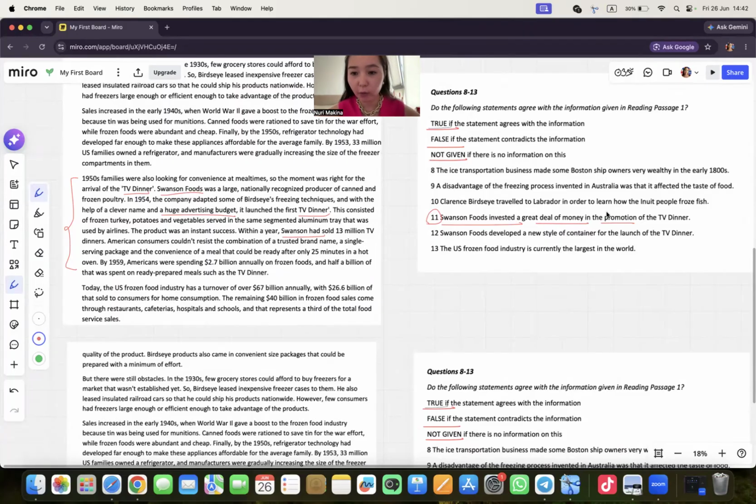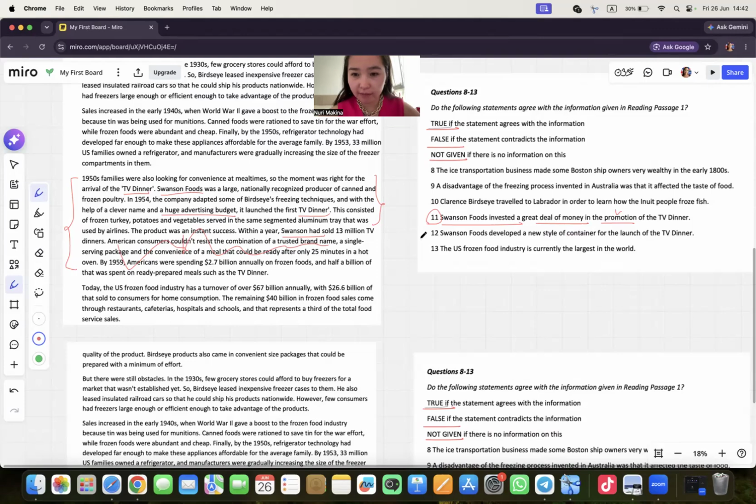So yes, we were reading this point. Americans were spending 2.7 billion annually on frozen foods, and half a billion of that was spent on ready prepared meals such as the TV dinner. Okay, as we can see, the part of the passage about promotion is in the beginning of this paragraph, only here, because the others don't have anything related to the promotion. So advertising, a huge advertising budget. So let's find out. Swanson Foods invested.